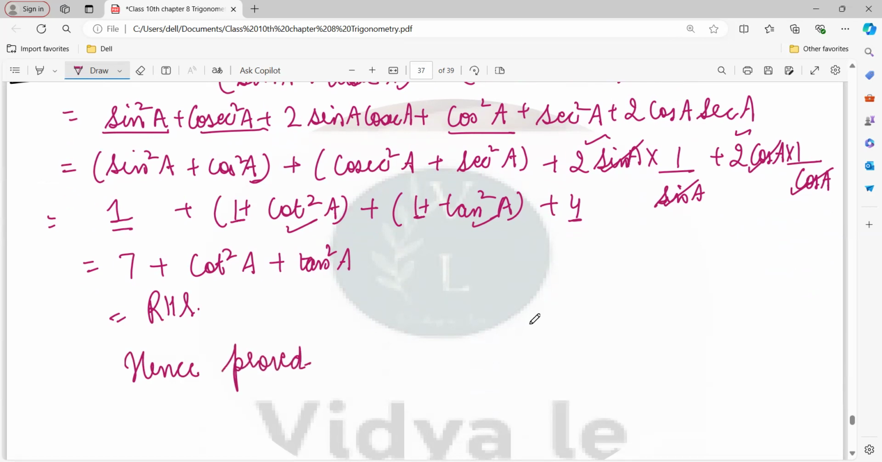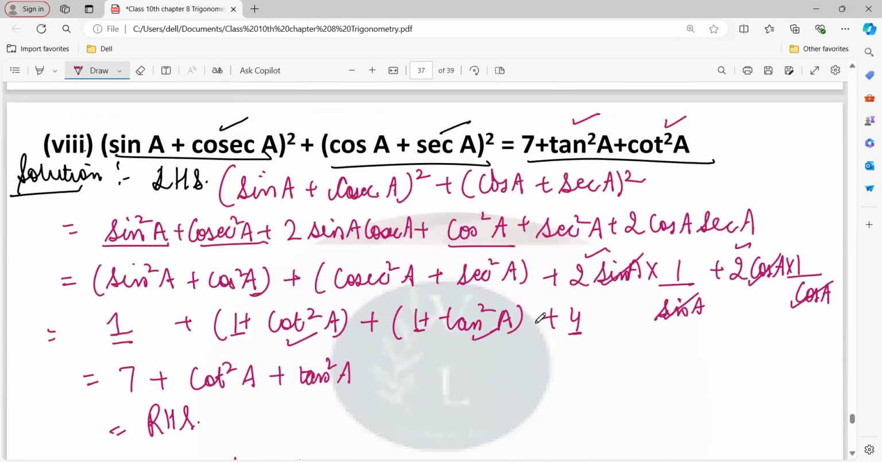Is it clear? Wonderful. So first of all, what we have done here, we have just applied the identity A plus B whole square in both the terms. We have opened it. So (sin A plus cosecant A) whole square is sine square A plus cosecant square A plus 2 sin A cosecant A. We got this term. And the next one we have, cos A plus secant A, which is equal to cos square A plus secant square A plus 2 cos A secant A. Now this sine square A plus cos square A is equal to 1. So we have taken it in one bracket.